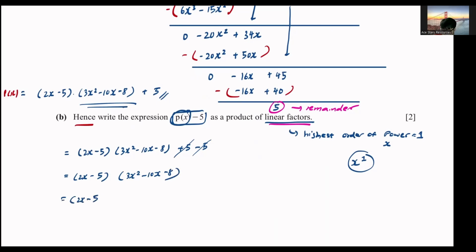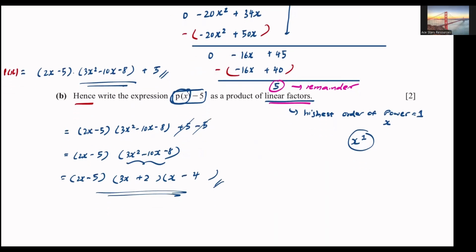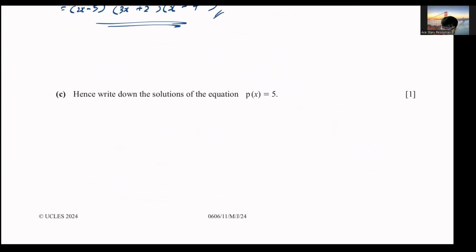And don't forget, this one you can actually separate into this form. Factorize it by using the quadratic method: 3x, x, then 4 and 2. So you just have to represent your answer in that form, and this is basically how you earn the 2 marks here. And another question requires us to, hence, write down the solutions.